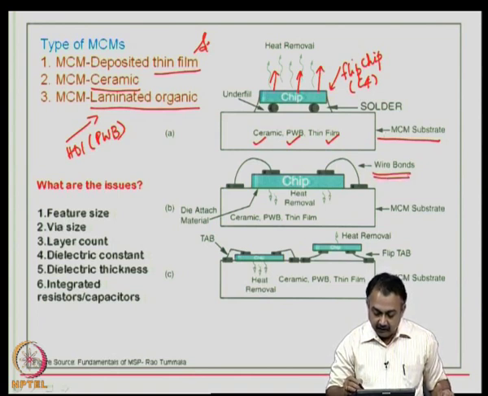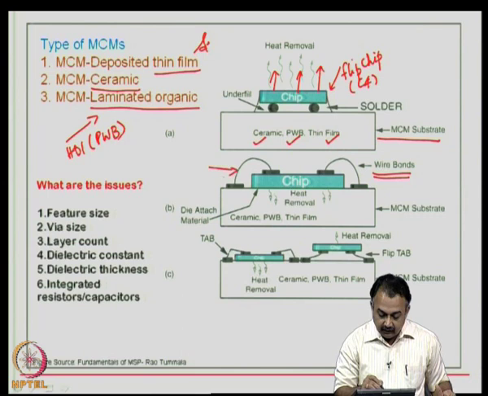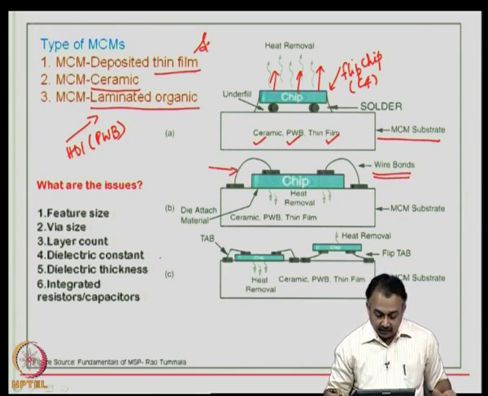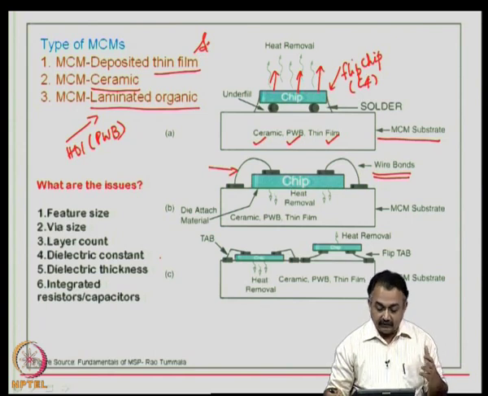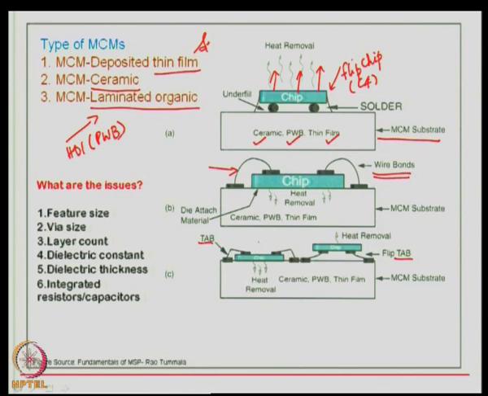Then you can have wire bonding done on an MCM substrate. So, here again all the three possibilities of having a ceramic, organic or a thin film can arise. So, here you will see that you have a chip that is bonded onto the substrate by a gold or aluminum wire bond. So, this is the second method of first level interconnection that can take place. And the third one is TAB, tape automated bonding. Here again you can have flip tab as well as a normal face up tab configuration. So, the three first level interconnection or chip connection choices that we have seen before is possible with multi-chip modules.